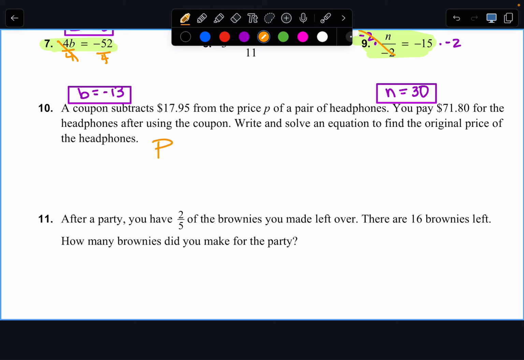P is the price of the headphones. And we subtract $17.95 from the price so that our total is $71.80. I know that some of you could just grab a calculator and figure this out, but I want you to be able to represent it as an equation so we understand what's happening mathematically. Okay? In order to get the price of the headphones, what are we going to need to do? Okay, we better add over that $17.95.